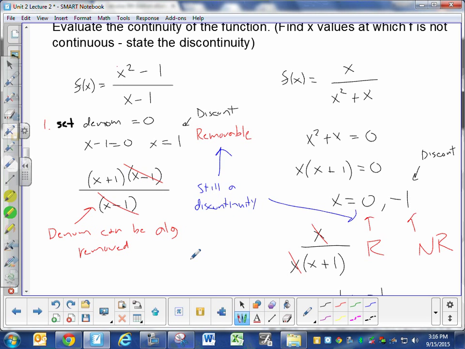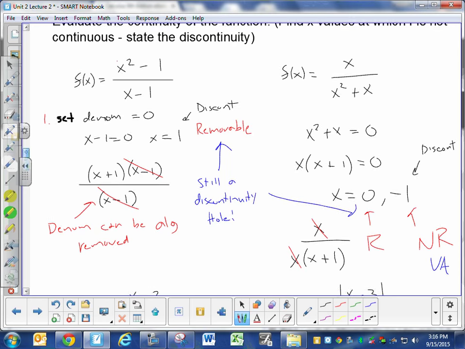Okay? Still a discontinuity even though I algebraically removed it. It is just the location of a hole. Okay, now this non-removable is an asymptote. The question you might be wondering is, when are we going to know if it's a vertical asymptote or a jump when we have a non-removable?